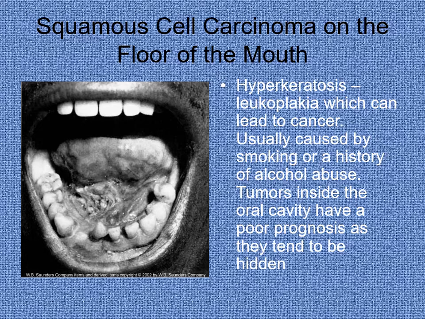Tumors inside the oral cavity have a very poor prognosis, as they tend to be hidden. And these can go into something that you've probably heard of, squamous cell carcinoma, which is a common cancer of the oral cavity. So floor of the mouth, lateral borders of the tongue. Lip cancer, a little bit easier to treat because it's obvious and accessible, and has a good prognosis because of that. Very common in pipe smokers.